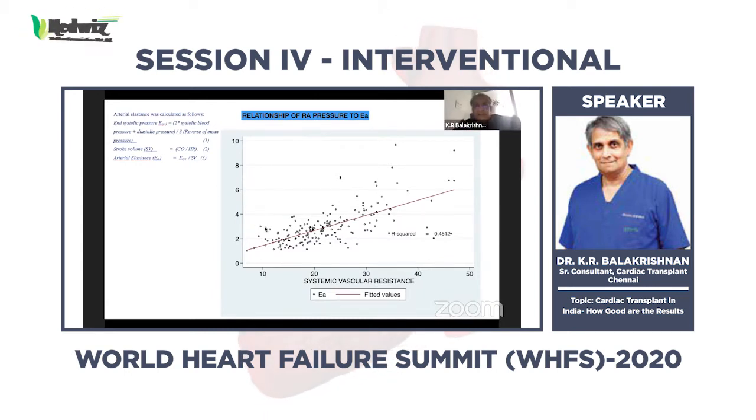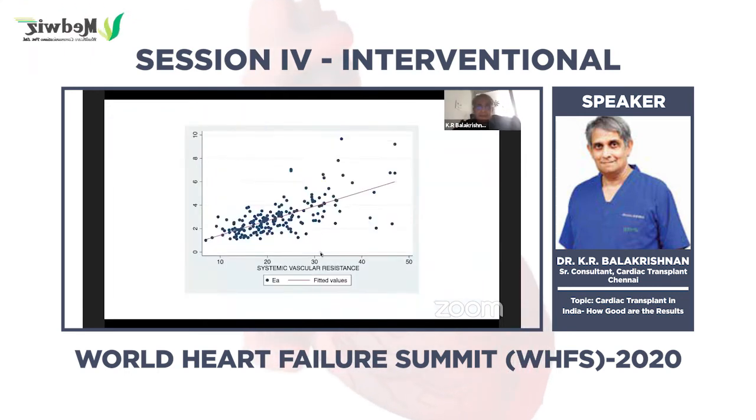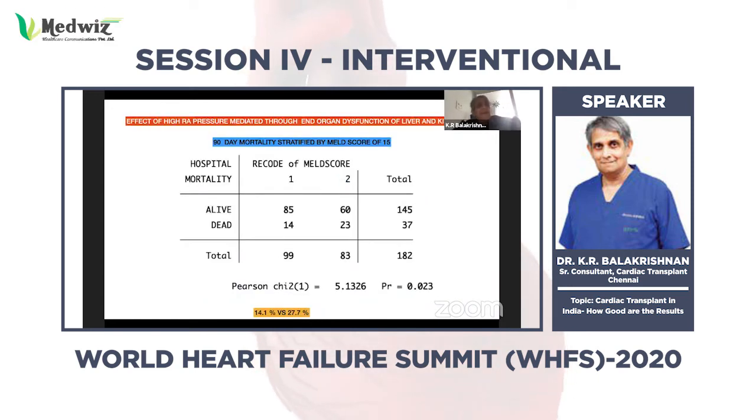We found a significant relationship between SVR, RA pressure, and EA. As the RA pressure increases, the EA, or arterial elastance, increases. And systemic vascular resistance has a linear relationship with arterial elastance. The effect of high RA pressure on mortality seems to be mediated through end organ dysfunction of the liver and kidney.